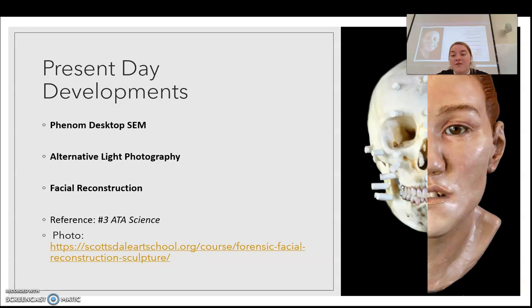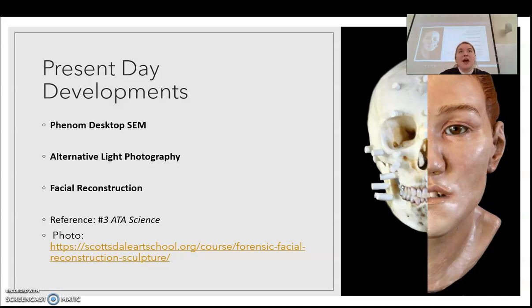Present-day developments: the Phenom Desk SEM is a friendly tool used for high-definition elemental components, being able to scan an unknown substance and easily identify it. Alternative light photography is where the light can shine on a person's body to be able to detect internal bleeding and look for possible injuries that aren't as visible to our eyes.